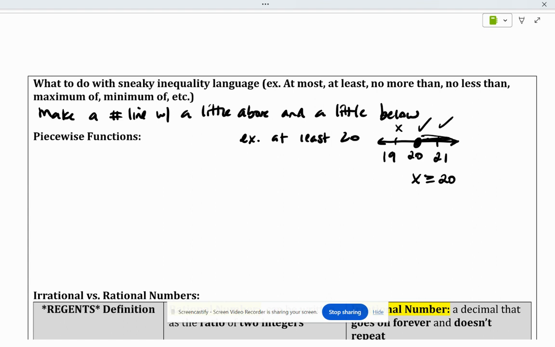Okay? So that's your little trick. That way you don't need to memorize no more than, no less than, at most, at least, right? That's like a lot to memorize. Do this trick, you'll get it right every time.